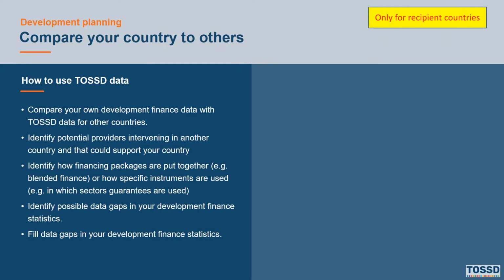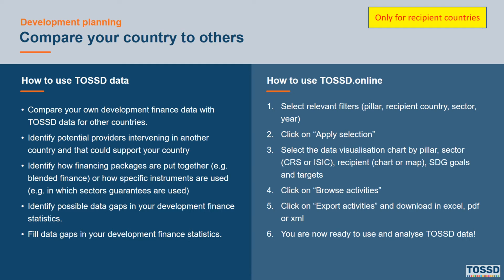We can also use those data to compare one country with another country. For example, this is important if we want to identify the potential providers intervening in another country that could support your country, or if you want to identify how financing packages are put together, for example, blended finance, and how specific instruments are used, for example, which sectors or guarantees are used. All this can also be done through the online data visualization platform.